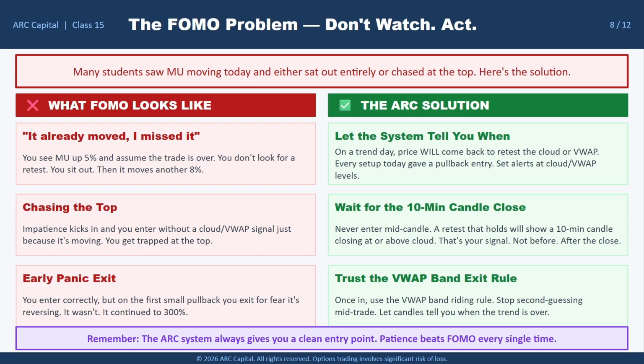All right. Or you get an early panic exit, right? You enter correctly, but on the first small pullback, you exit for the fear that it's going to reverse and you're going to get hurt. And then the trade ends up continuing to 300%. All right. How many times has that happened? That's happened to everybody in here. It's happened to me many times. I'm sure it's happened to Angel a bunch too. It happens. It's normal in trading, right?